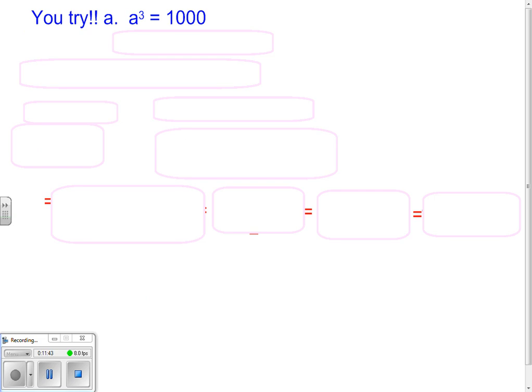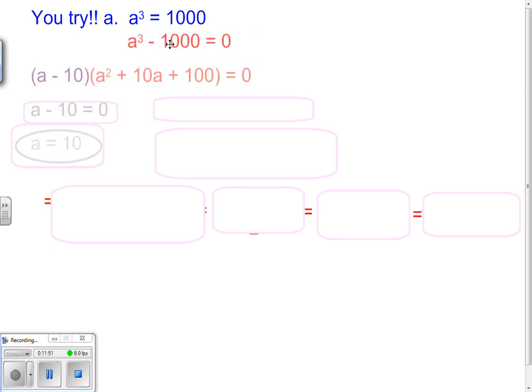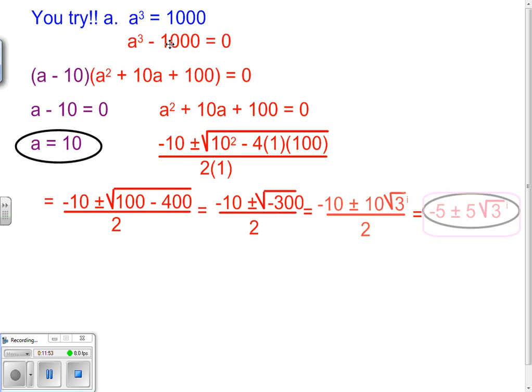Pause the video to do the you try it. Just be really careful. The computer's doing this really weird thing where the i's are disappearing. I'm not sure why that's happening.